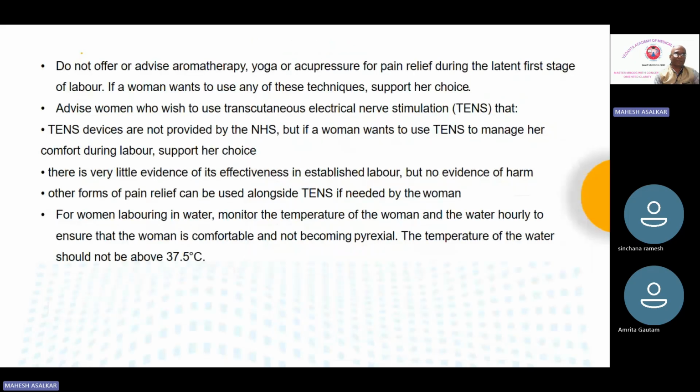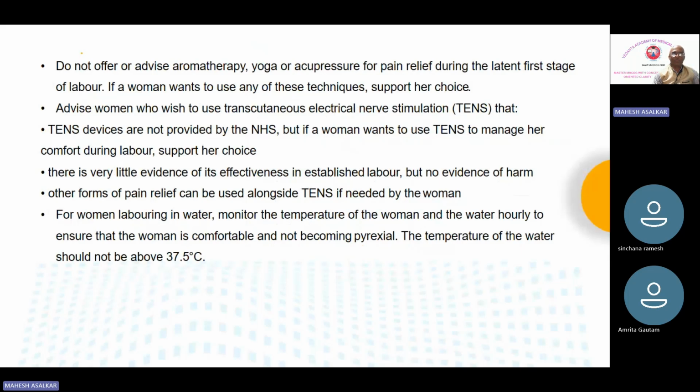Do not offer or advise aromatherapy, yoga or acupressure for pain relief during the latent first stage of labor. If a woman wants to use any of these techniques, support her choice. This we have just discussed.